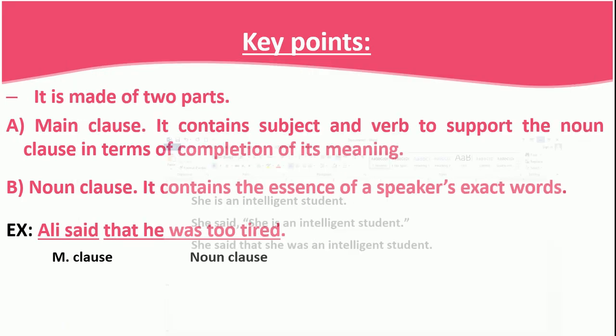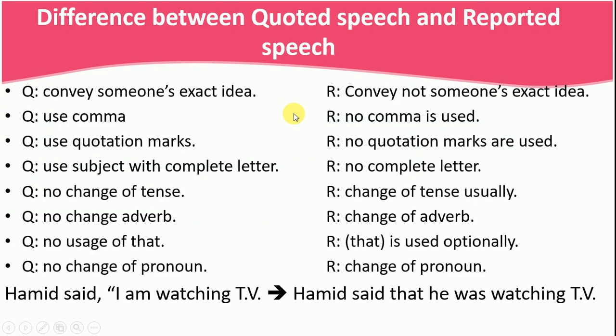Now let's talk about the differences between these two. What are the common differences between reported speech and quoted speech? The first, convey someone's exact idea, or not someone's exact idea. The first difference is, in quoted speech we convey the exact idea of the speaker. We do not bring any changes. Whatever the speaker said, we copy them accurately.